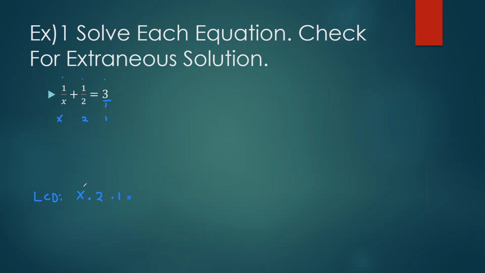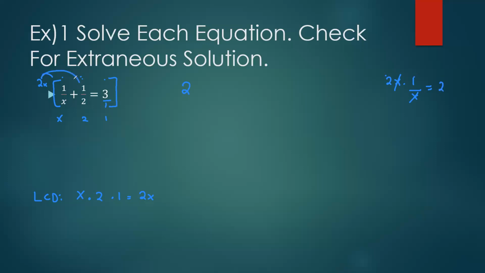Put it all together, x times 2 times 1, you can think of it as 2x, right? So you're going to multiply all 3 sides by 2x. This side, this side, and this side. So what's 2x times 1 over x? Well, the x's are the same on the top and bottom, so they cancel, and you're just left with 2. If you don't believe me, just write it out. 2x times 1 over x. The x's cancel, so you're just left with 2 times 1, which is 2.